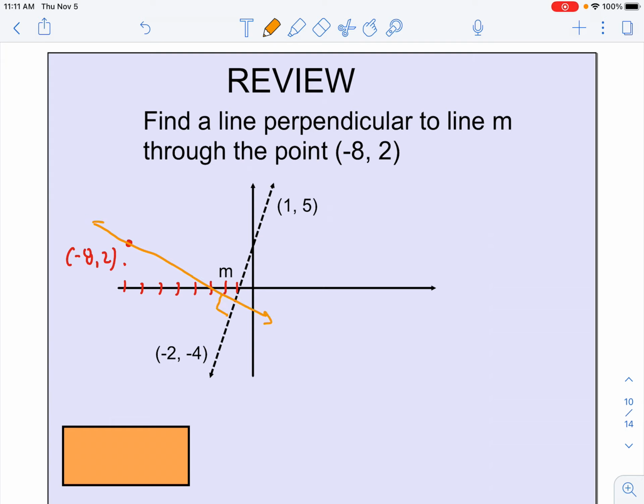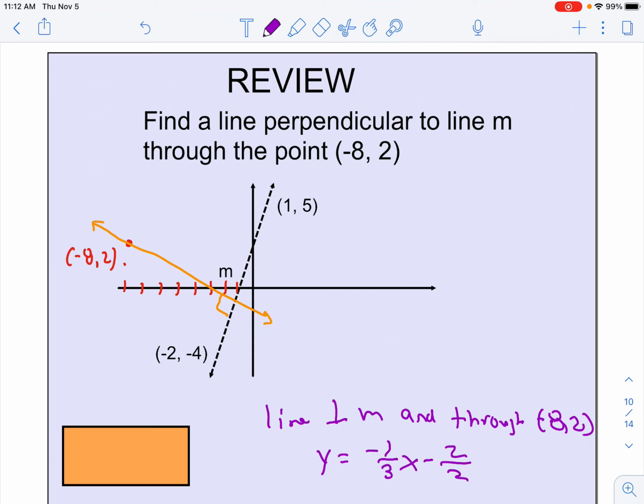You want to find the equation of that line. So why don't you go ahead and give that a try and see if you can get the correct equation, and then restart the video to see if you got it correct. So the line that is perpendicular to M and through the point -8, 2 should be the equation y equals -1/3 x minus 2/3.